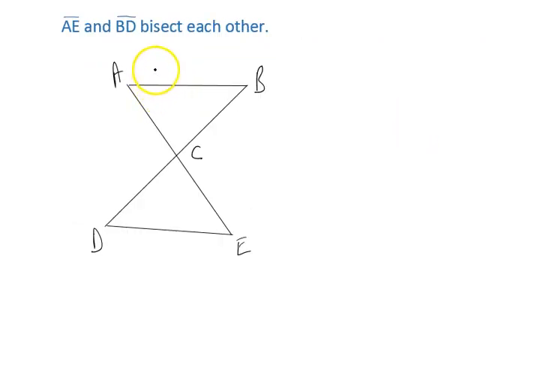Okay, I'm going to talk about a couple of other situations that can happen. This is one where they use the word bisect, and that means to cut in half.